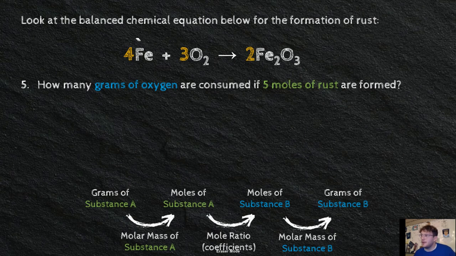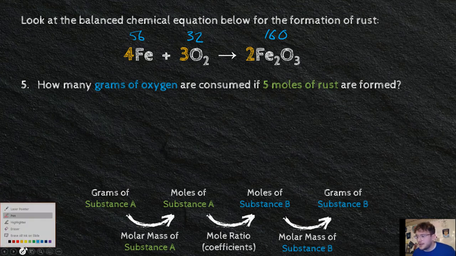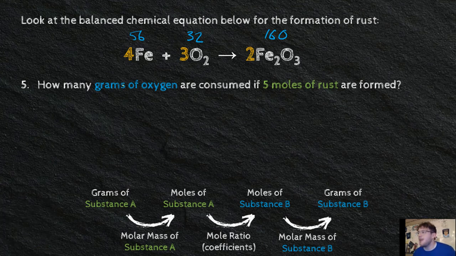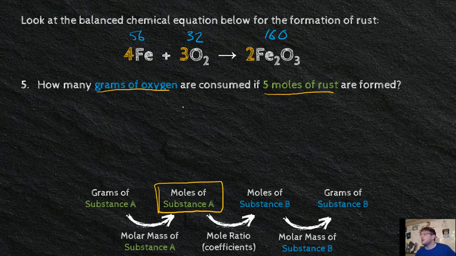All right, so I'm going to write them down so I don't forget. So this was 56. This was, I already forget. 56, 32, and then we said this is 160, I think. Okay, we'll go with that. All right, so what is the question here? We are asked how many grams of oxygen are consumed if 5 moles of rust are formed, okay? Well, we're trying to go from moles of rust to grams of oxygen, moles of one substance to grams of another, okay? So we're starting with what we're trying to convert. We're trying to convert moles of one substance, substance A, which is whatever you start with, to grams of substance B, okay?